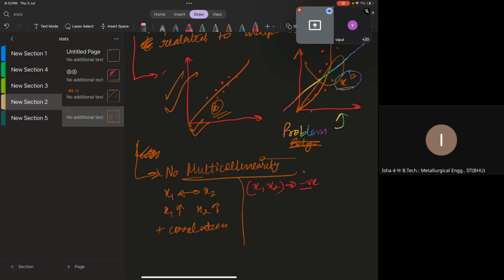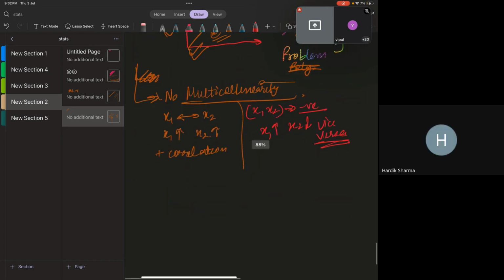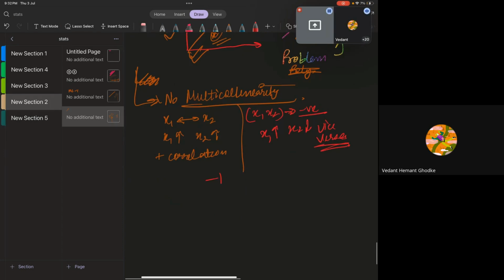If they have negative correlation, that means x1 increases, x2 decreases, and vice versa. Yes or no, everyone? Please don't make me waste my time on this. Correlation is from -1 to 1. -1 means negative correlation, 1 means positive correlation, and 0 means no correlation.